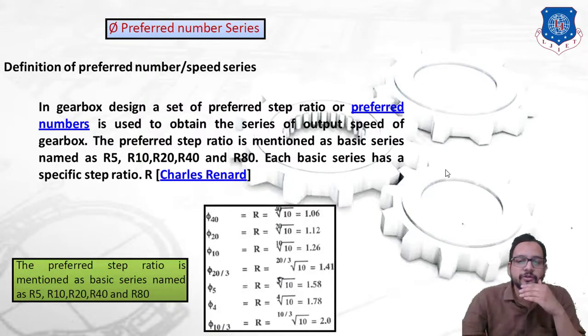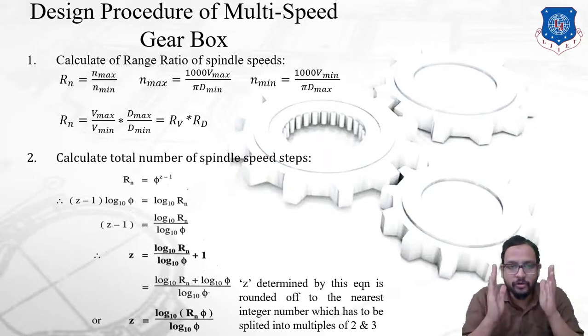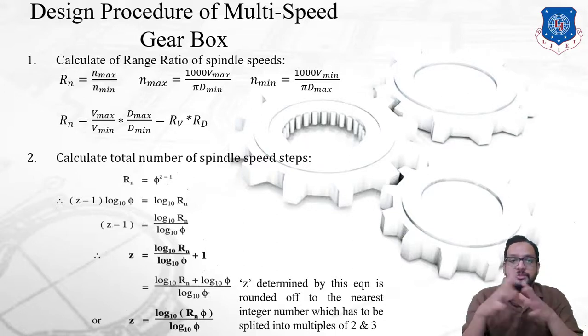Now let's proceed further and see our next topic, that is the design procedure of multi-speed gearbox. This is the most important step. This is also asked in the exam, in a 7-mark question: design the procedure or describe the procedure for a multi-speed gearbox. So remember the steps, and we will use these steps while solving numericals.